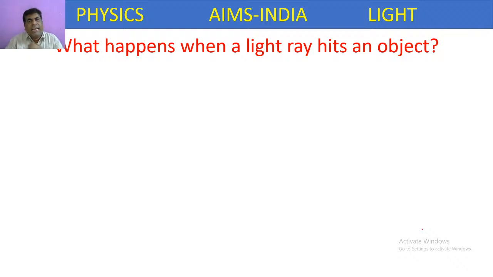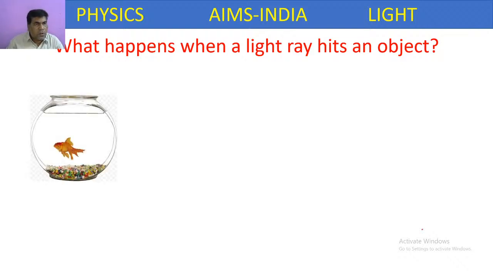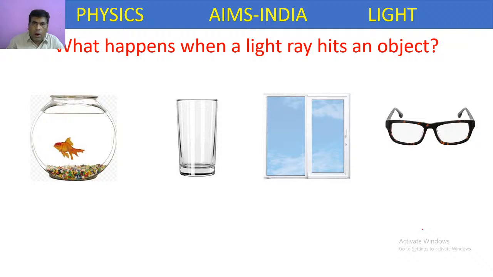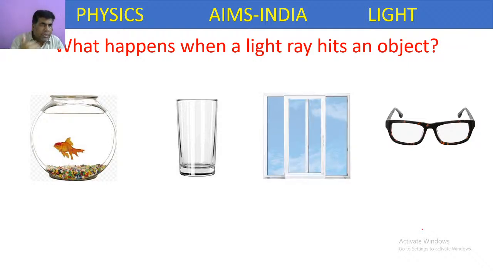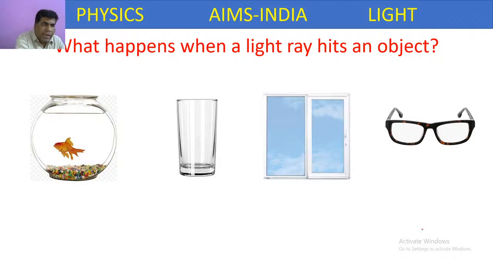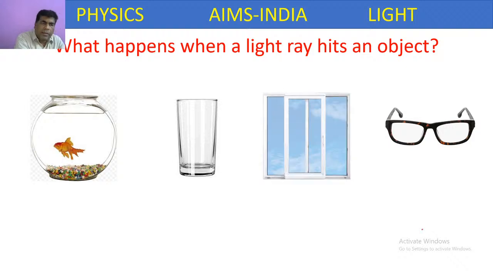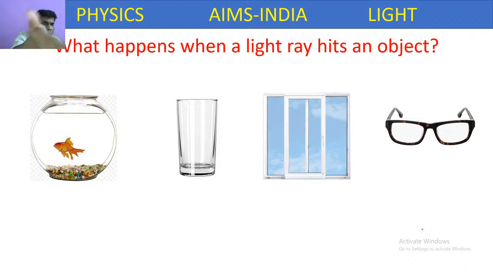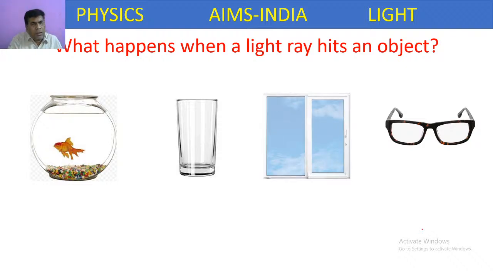So what happens when a light ray hits an object? Suppose we have some objects like an aquarium, glass, window pane, or spectacles. If a light ray hits any one of these objects, or if I stand in front of the aquarium, are we able to see the other side of the aquarium? We can. Suppose our friend is standing on the other side of the aquarium, we can see our friend from this side.